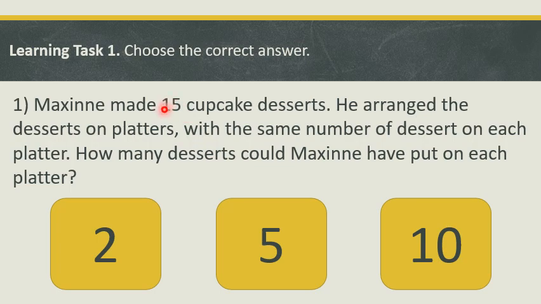So, kailangan daw pare-pareho siya. So, pinaghati-hati niya yung 15 cupcake desserts sa mga platters. So, ngayon, kailangan daw equal yung number. So, ano ba dito yung pwede nating paghati-hatiin na equal lahat yung number? Pwede po ba siya sa 2? So, hindi kasi merong isa na matitira. Then, sa 10, may 5 matitira naman. So, sa 5, sakto kasi 5, 10, 15. So, ang answer po natin is 5.